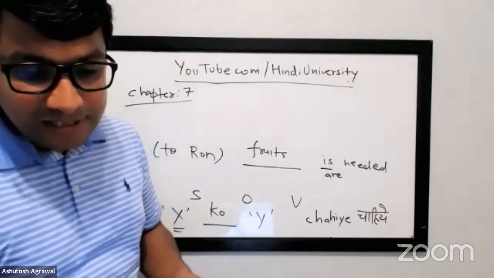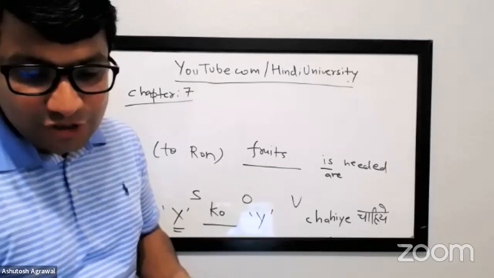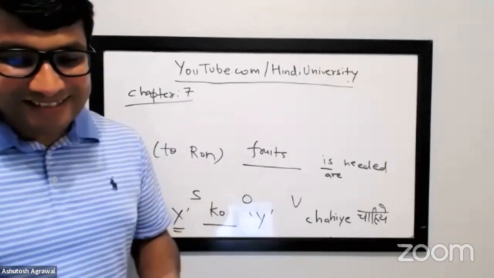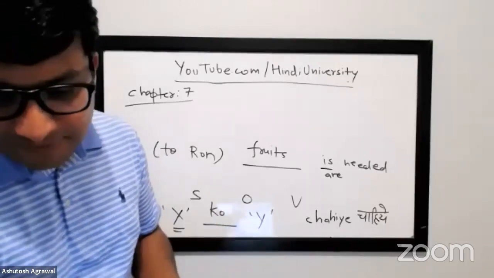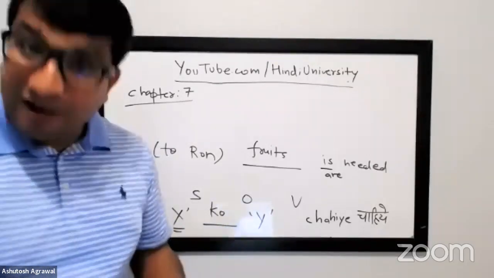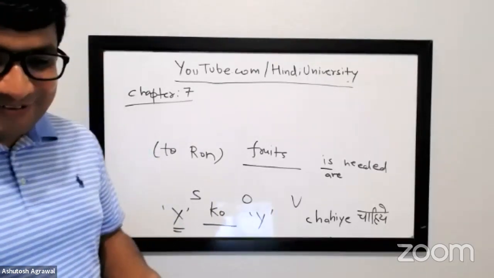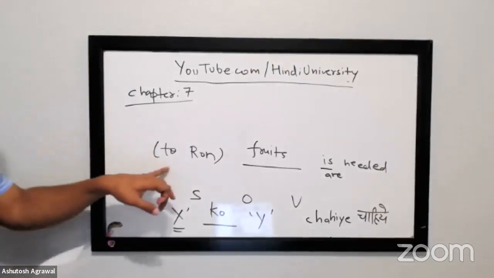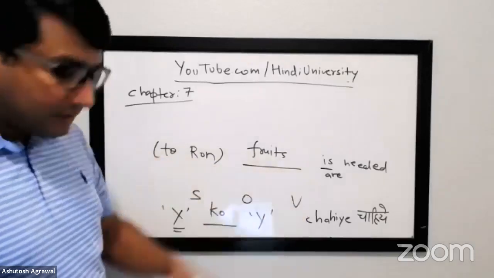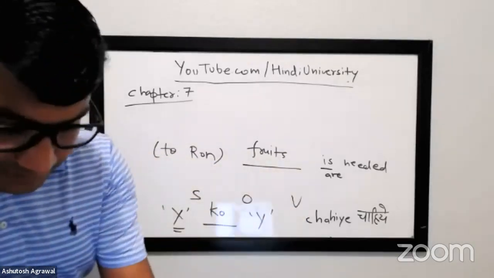And what is गाड़ी in English? Jackie ji, what is गाड़ी? You have to unmute yourself. It's a car. Car. Very good, right? Car. Right? Awesome. So coming back to it, to Ron, fruits are needed. Okay, let's do some more simple examples here.